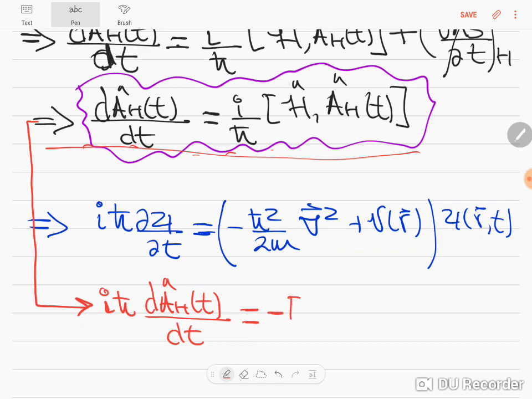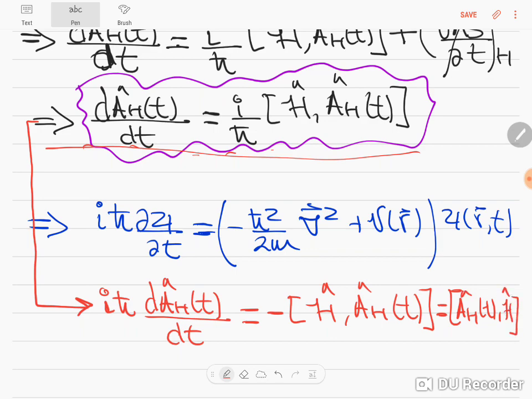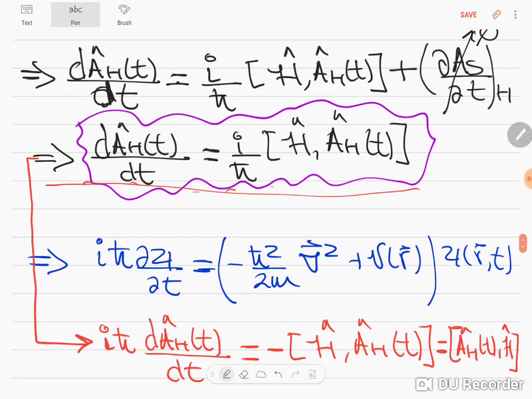So this is minus the commutator of H and A_H(t). And when you have commutators with the minus sign up front, you just invert the elements in the commutator. So this is nothing but the commutator of A_H(t) with H. So this is the Heisenberg equation of motion written in Schrödinger-like form.